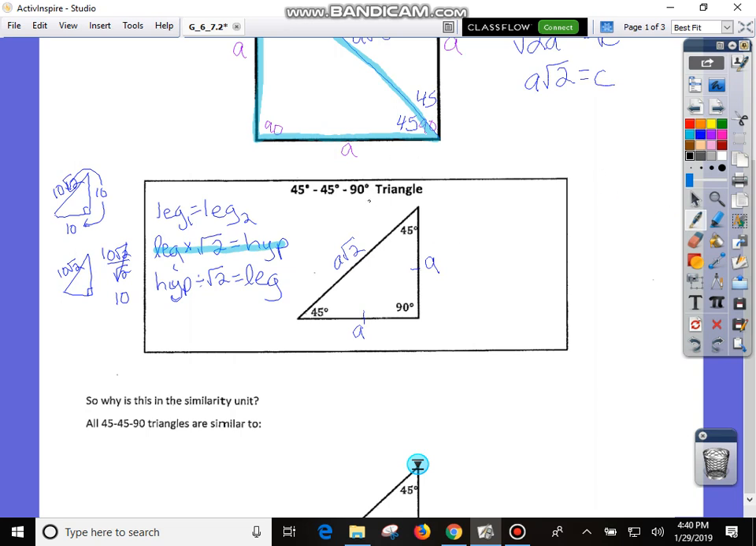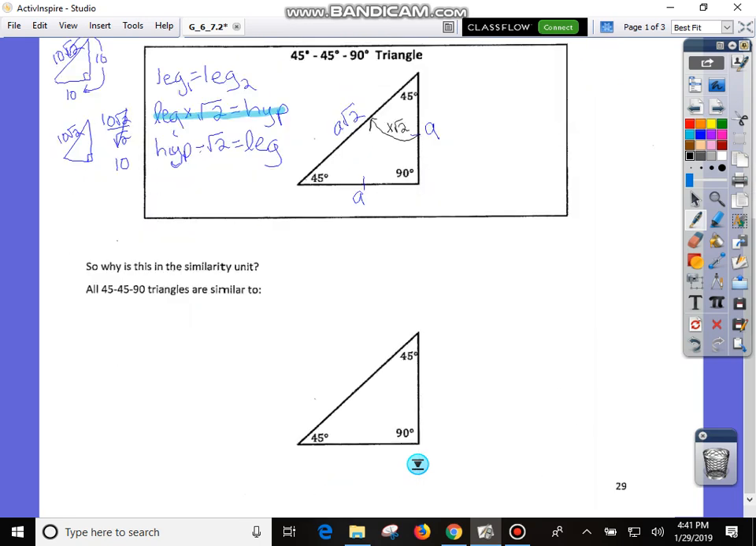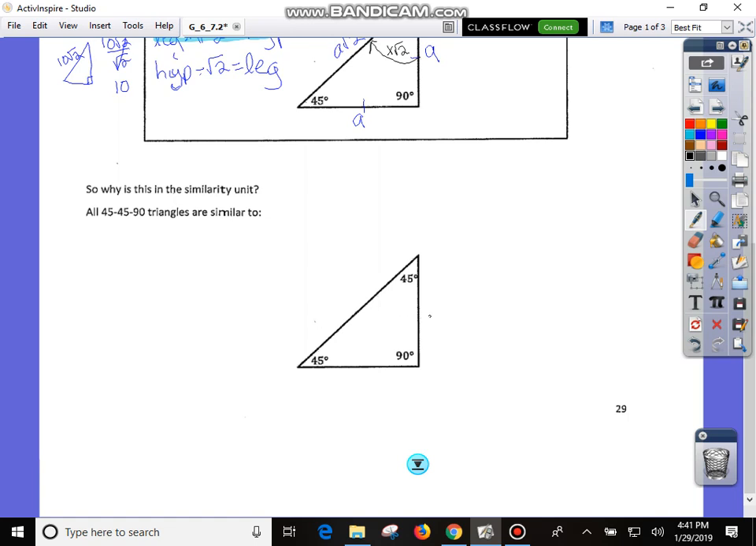The other one, which some people liked, is that if you know one of your legs, so in the 30, 60, 90, we needed to know our short leg. Both of these are considered a short leg. But if we know one of our legs, to get here, we just multiply by root 2. And here you can say you multiply by 1, but they're the same thing. It usually makes it more confusing if I do that. So again, why is this in the similarity unit? It's because every 45, 45, 90 triangle is similar. So if we have our A, and our A root 2, if this is 10, then this is 10, and then this is 10 root 2, for instance. If this is 30, this is 30 root 2, and this is 30.